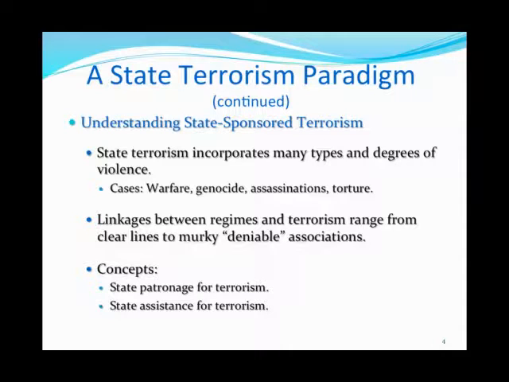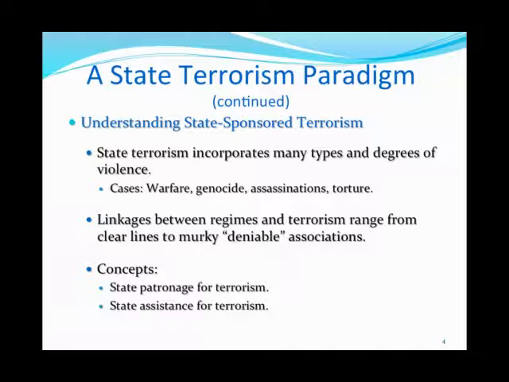So, throughout the chapter, Martin gives examples of state-sponsored terrorism. To understand it, you have to understand the many types and degrees of violence that the state uses to terrorize sometimes its own people or people that it's trying to influence. State-sponsored terrorism may include warfare, general warfare, genocide, assassinations, torture. Genocide, Saddam Hussein was accused of using chemical weapons on the Kurds and committing genocide. And in the book, there are several other examples which I want you to read about genocide that was committed by a state against its own people.